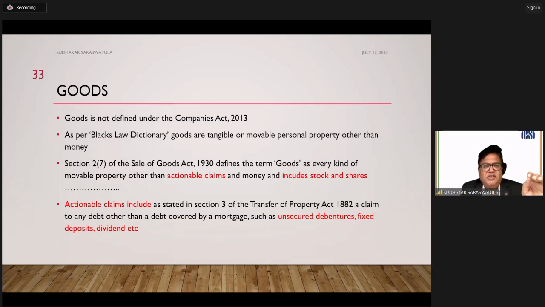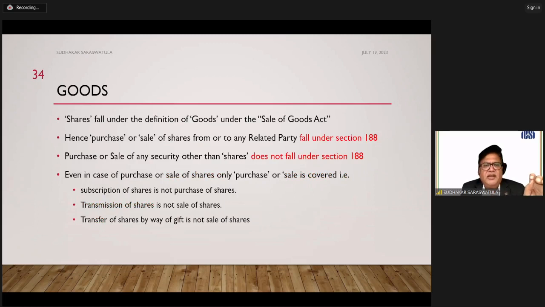So that's why shares are part of goods. And whenever you are selling or buying the shares from a related party, compliances under Section 188 are very much required. But one has to note that goods, that means the shares, come into existence only at the time of allotment. So prior to, at the time of issue, the shares are not in existence, so the goods are not there. So the question of sale or purchase of goods is possible only when they come into existence. And they come into existence, as far as the shares are concerned, only on the allotment.